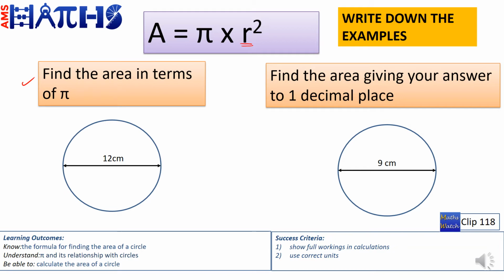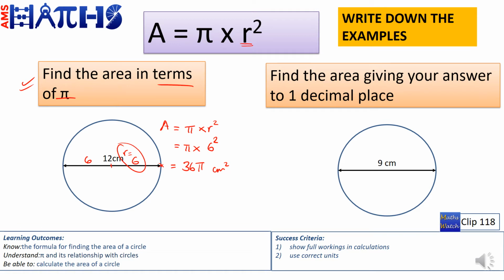So in the first example, it says find the area in terms of pi. So we'll just write our formula. A is equal to pi times the radius squared. Now from this circle, what would be our radius? Our radius will be half of the diameter, from the center to one point on the circle is our radius, so that's 6 there as well, so that means the radius is equal to 6. So we just need to put pi times 6 squared, and we'll end up with 6 times 6, 36 pi centimeters squared, because the answer must be in terms of pi.